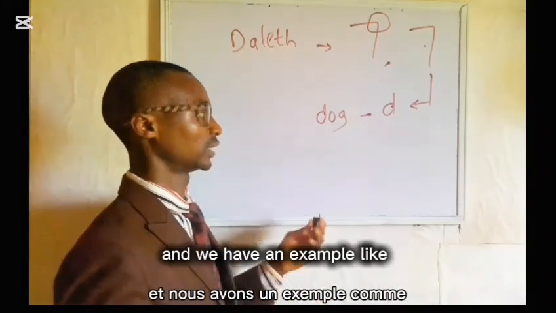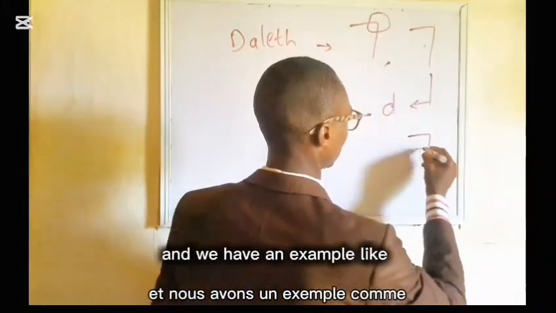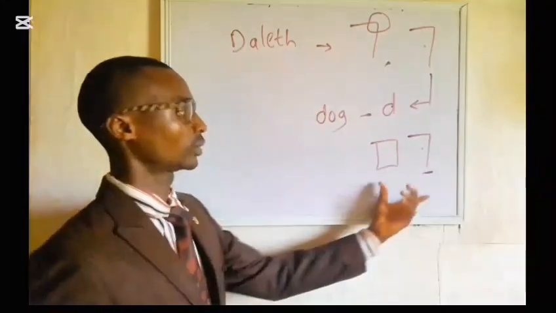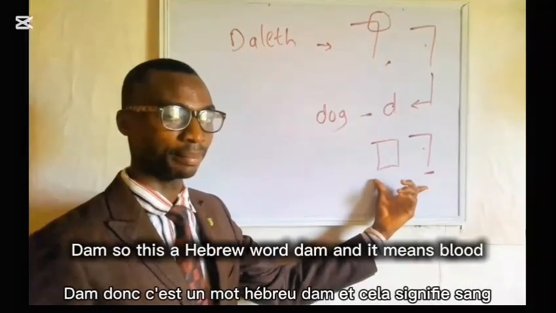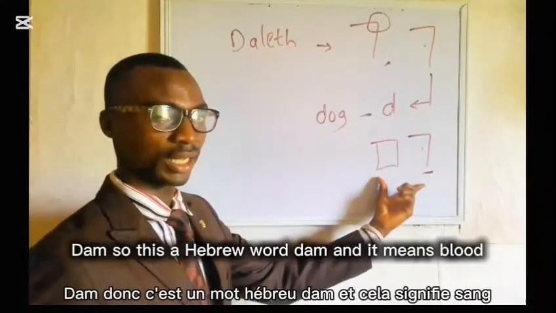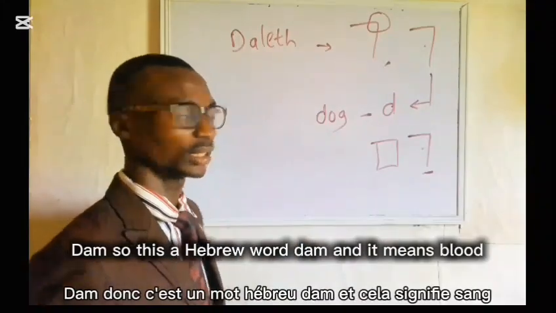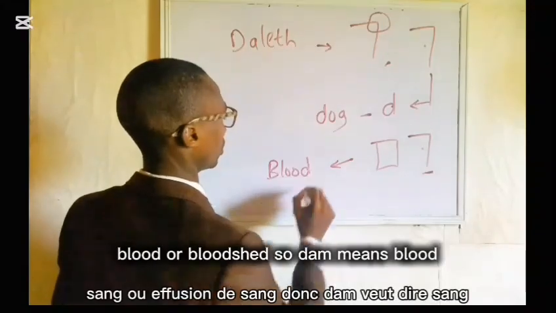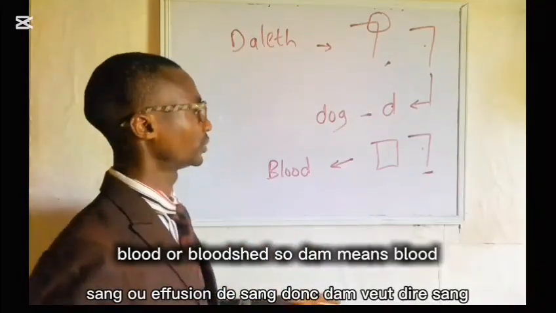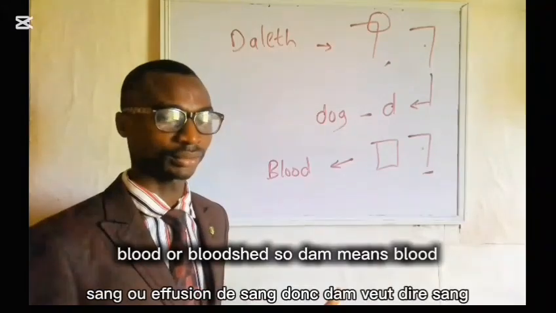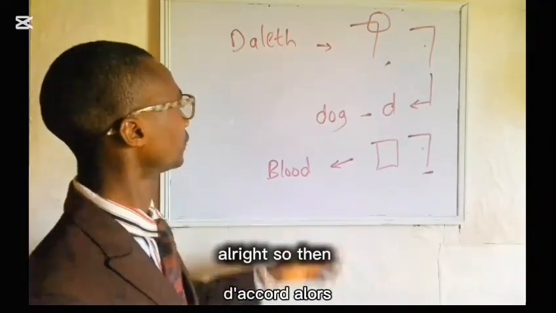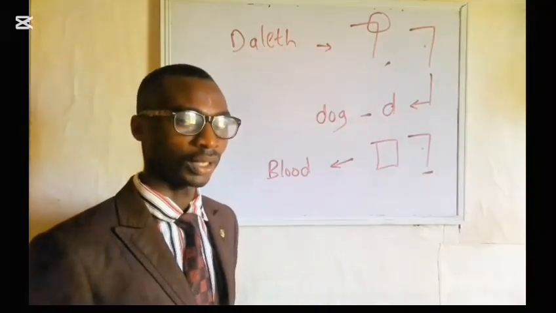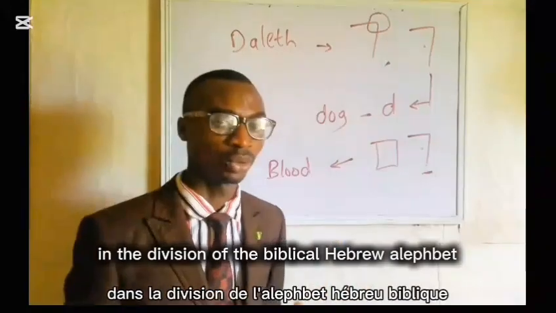And we have an example, dam. So this is a Hebrew word, dam, and it means blood, or bloodshed. So dam means blood. All right, then let's move to the second group in the division of the biblical Hebrew alphabet.